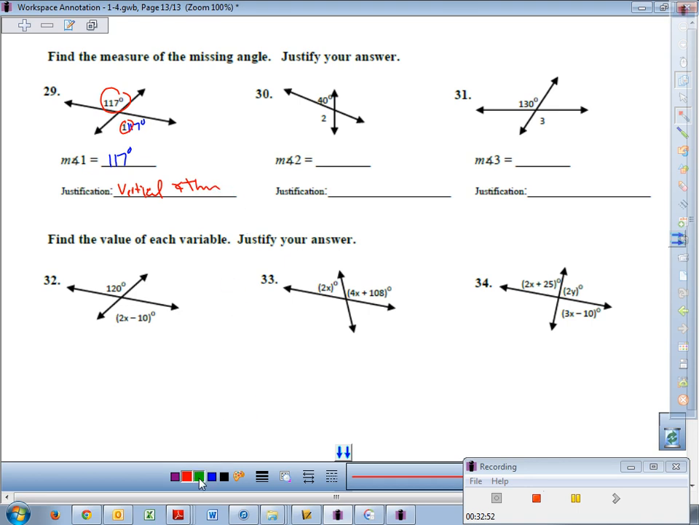Next one. Then we find the measure of angle 2. I have a 40-degree angle. So I talk to myself and I say, what kind of angles are those? Are they vertical angles or are they linear pair? They're right next to each other, right? Don't they form a linear pair? So if this one's 40, how much is that one got to be? Put it in the picture, put it in the blank, and justify.